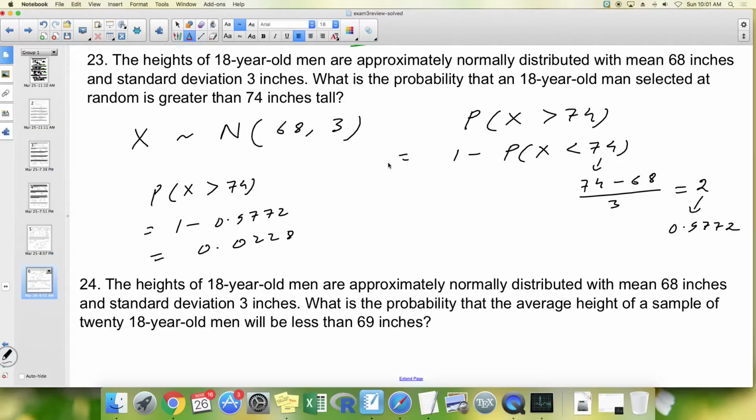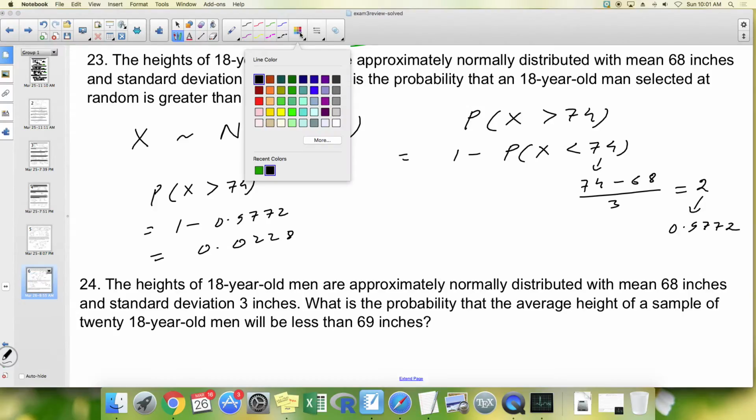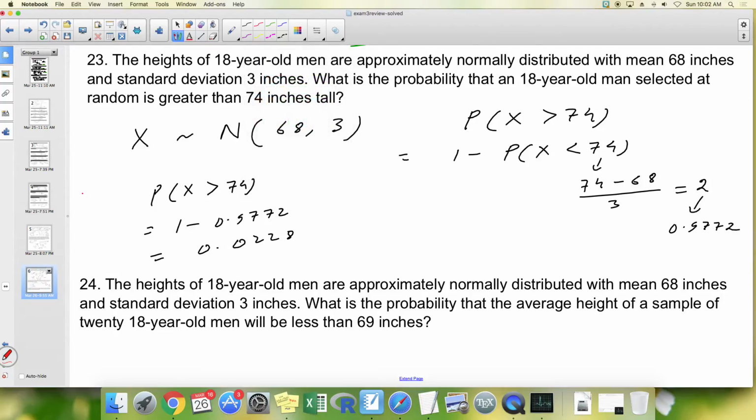They are trying to show you CLT versus a single normal. So let me write this down. Problem 23 was a single normal problem. Single normal. That is, x follows normal dot dot dot.